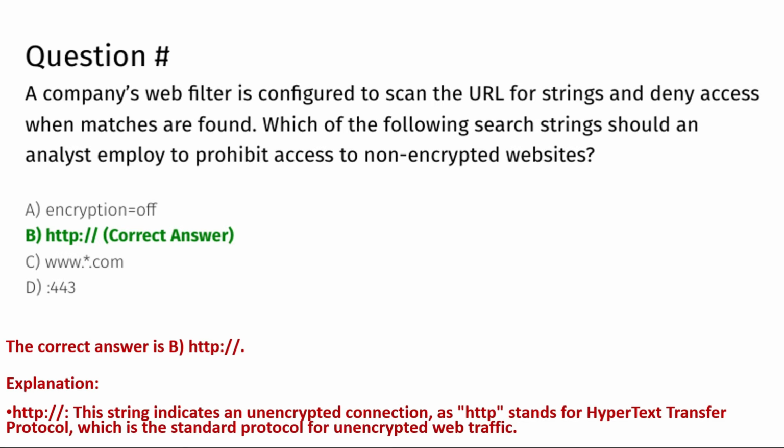A company's web filter is configured to scan the URL for strings and deny access when matches are found. So which of the following such strings should an analyst employ to prohibit access to non-encrypted websites? Option A, encryption equal to off. Option B, https semicolon two slash. Option C, www.star.com. Option D, two semicolon 443.